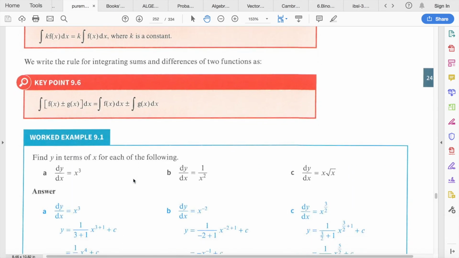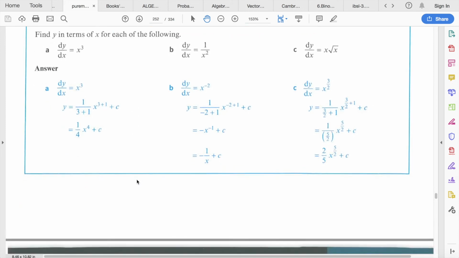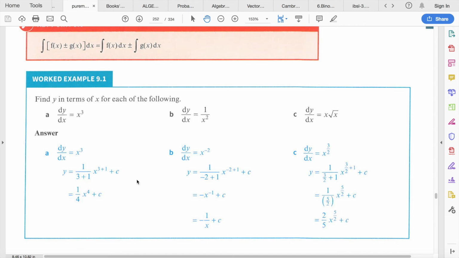Now, let's see some examples. Example 9.1. As you see here, the derivative is x to the power of 3. You are supposed to find y, which means the original function. So what was the formula? x to the power of n plus 1 over n plus 1. So n is 3 here. So it will be x to the power of 3 plus 1 over 3 plus 1, so it would be x to the power of 4 over 4 plus a constant c. We don't have enough information to find c. In the following parts, we will learn how to find c.